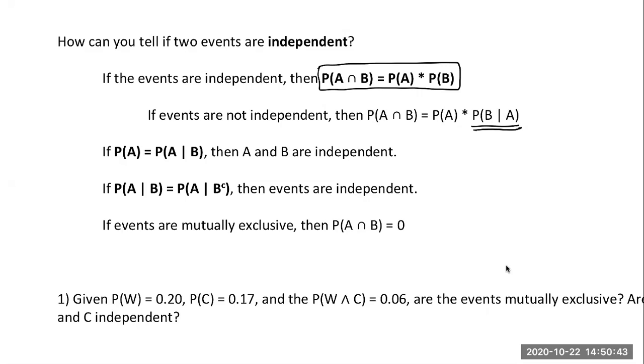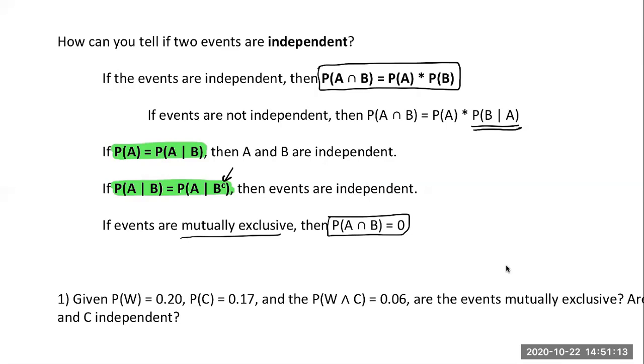And then two other formulas. I would encourage you to memorize one or both of these. If this formula is true, then the events are independent. Or if this formula, this is the one we basically just used, it just has a C for complement right there. If either of those are true, then the events are independent. And then I gave you the definition of mutually exclusive events: the probability of the overlap of A and B equals 0.